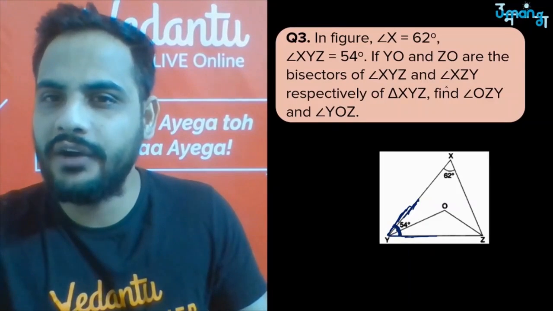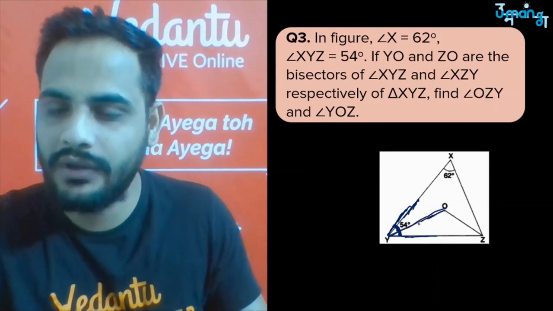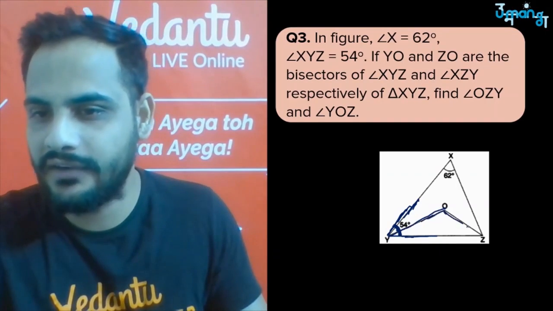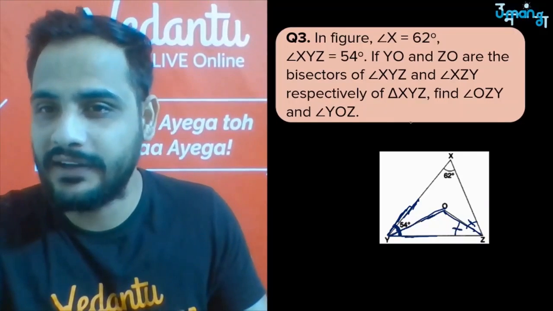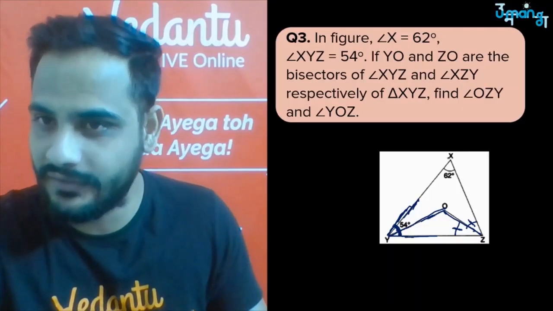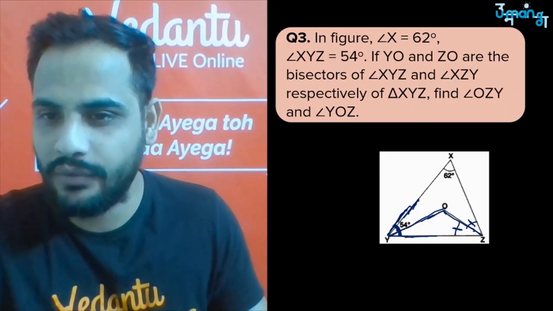YO and ZO are the bisectors. YO is the bisector of this angle and ZO is the bisector of this angle. Bisector means they are dividing the angle into equal parts respectively for angle XYZ. Find angle OZY. OZY means this angle, and YOZ is this angle.